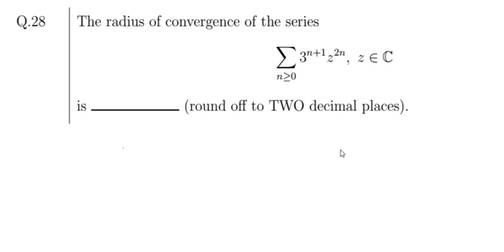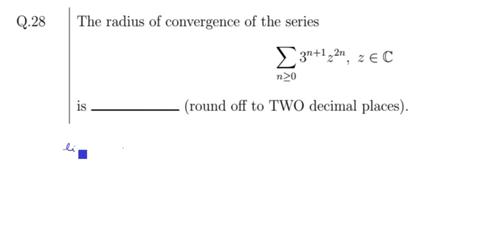In this video, we will solve some 4 problems asked in GATE 2022 Mathematics. So the first problem is the radius of convergence of the series summation n greater than or equal to 0, 3 power n plus 1 times z power 2n. So we will use a ratio test to find the radius of convergence of this series.